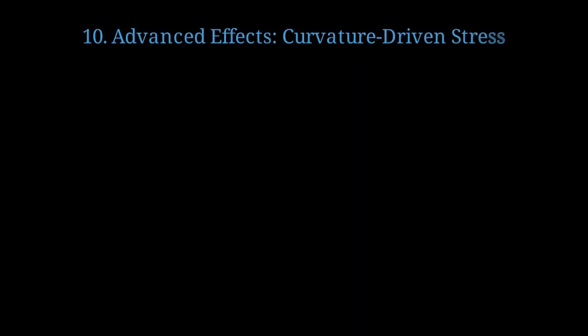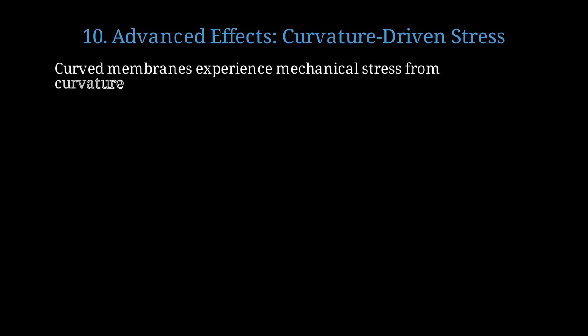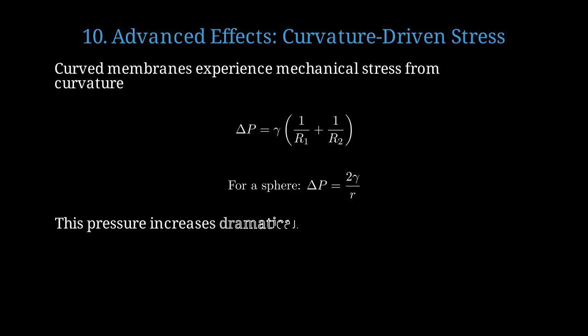Finally, let's examine curvature-driven stress, a purely geometric effect that becomes important at nanoscale. Curved membranes experience mechanical stress simply because they're curved. This is described by the Young-Laplace equation. The pressure difference across a curved interface is gamma times the sum of the two principal curvatures. For a sphere, this simplifies to delta P equals 2 gamma over r, where gamma is surface tension. This internal pressure increases dramatically as radius decreases, creating mechanical stress in the membrane.